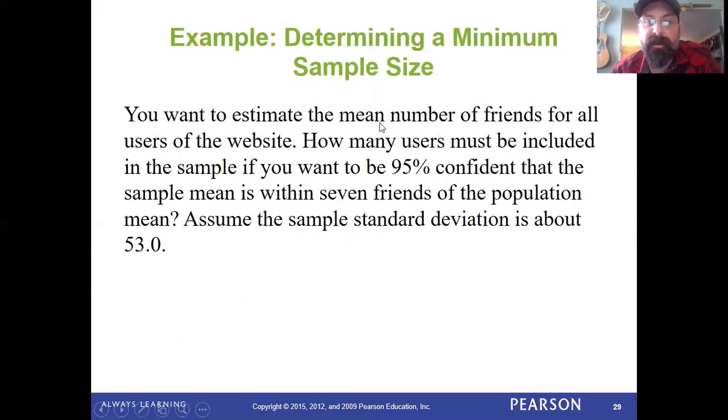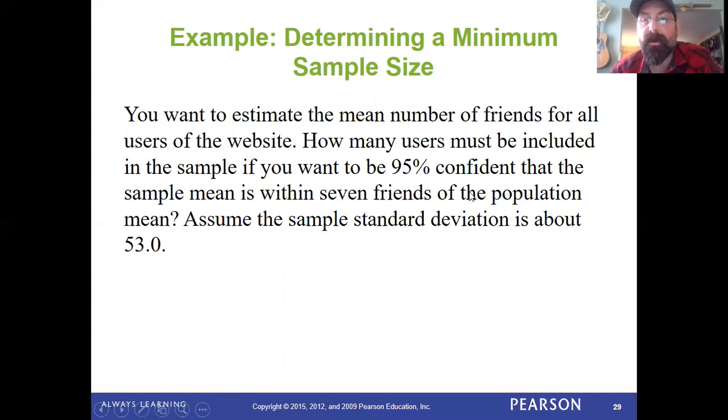So let's give an example. We want to estimate the mean number of friends for all users of some website. How many users should be included in the sample if we want to be 95% confident that the sample mean we get from the sample is within 7 friends of the population mean? We're going to assume the sample standard deviation is about 53. We calculated this 53 before from a sample of size 40, so it's a good estimate for sigma.